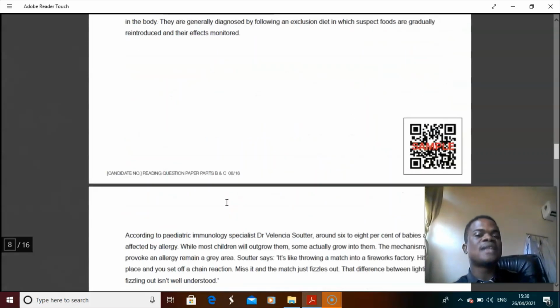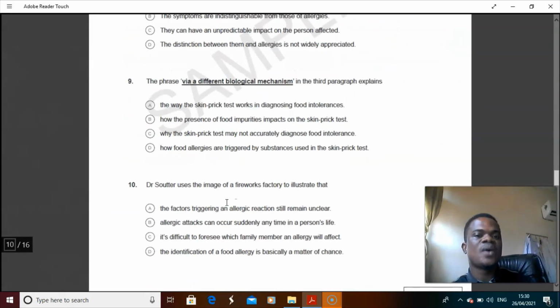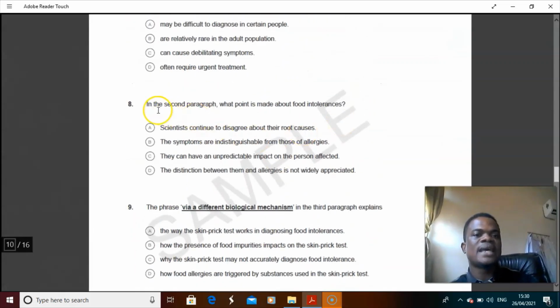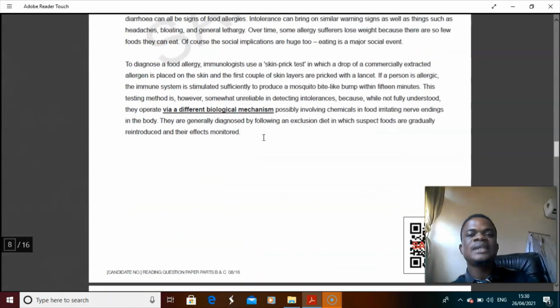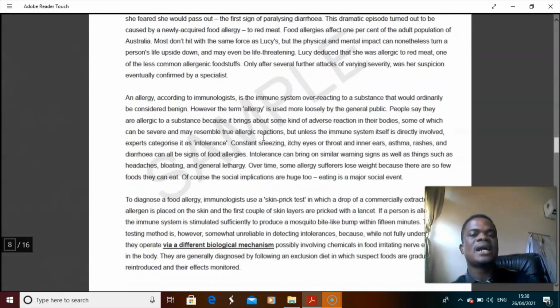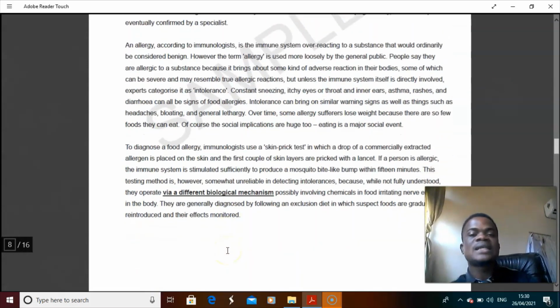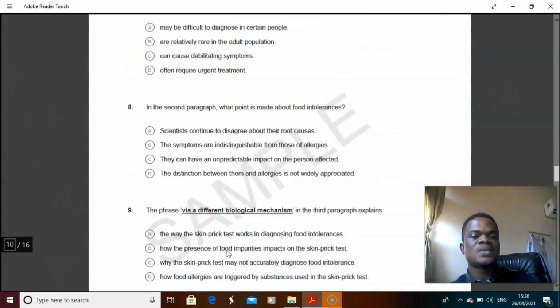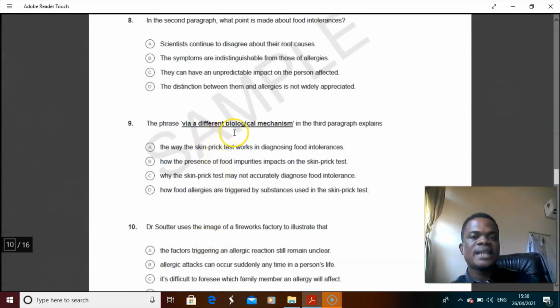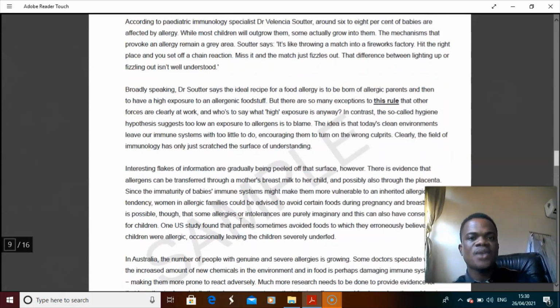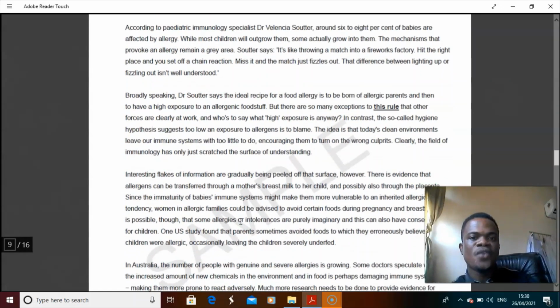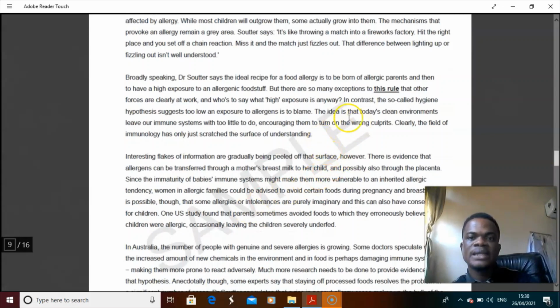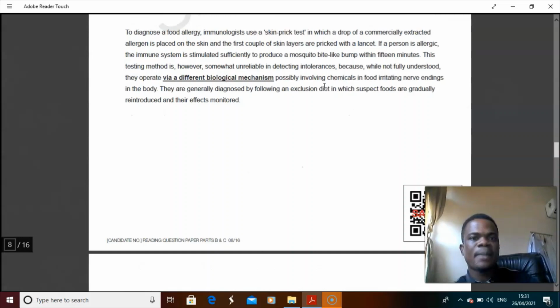And even most of the time, they tell you specifically where to get your answer. For example, question number 8 says, in the second paragraph, what point is made about food intolerances? That means you go straight to the second paragraph to look for that option. So that's how you go. The next question is question number 9. The phrase via different biological, they would have highlighted it somewhere in the paragraph. Then you look for it. Okay, this is the one that they highlighted. So you actually look for it in the paragraph.